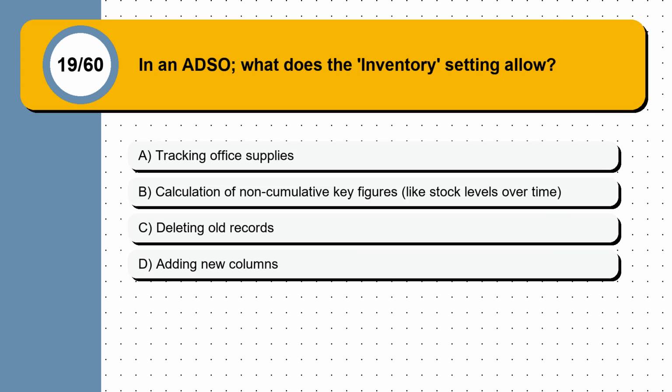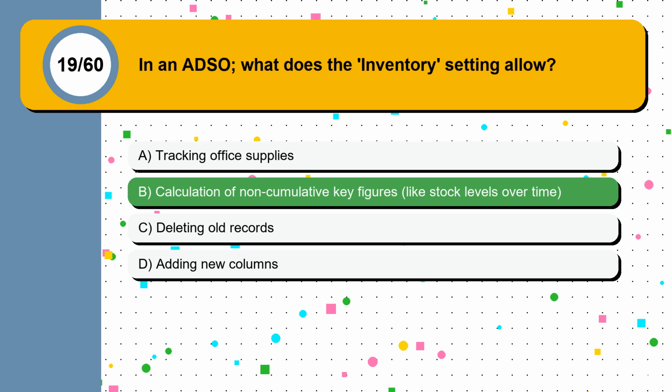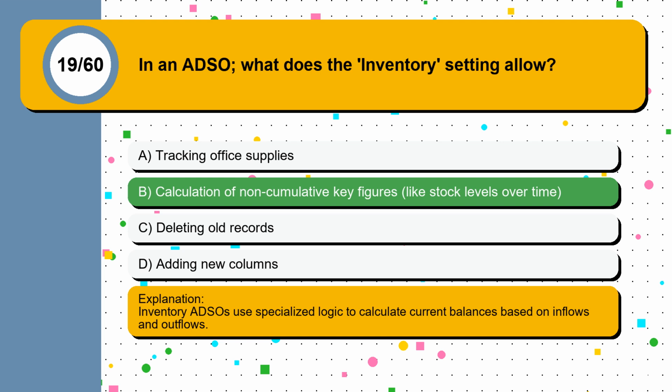Question 19. In an ADSO, what does the inventory setting allow? Option A, tracking office supplies. Option B, calculation of non-cumulative key figures, like stock levels over time. Option C, deleting old records. Option D, adding new columns. The correct answer is option B, calculation of non-cumulative key figures, like stock levels over time. Inventory ADSOs use specialized logic to calculate current balances based on inflows and outflows.